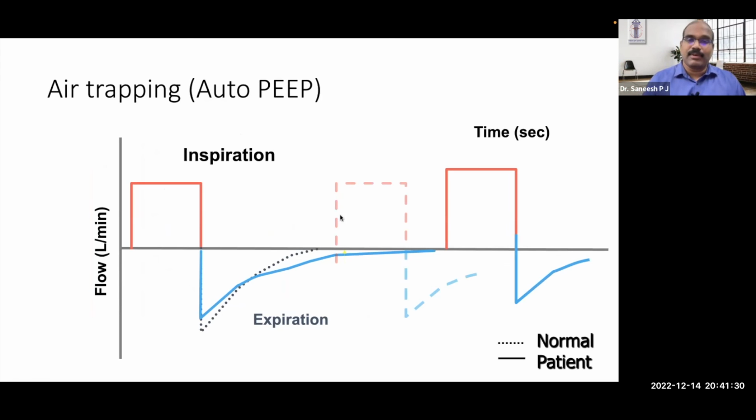So here you can see once you allow more expiratory time, this tracing is able to touch the baseline, or rather whatever we have pushed in is almost coming out completely. There is no hyperinflation happening and air trapping happening, no auto-PEEP getting generated.